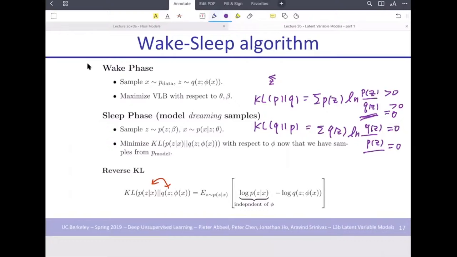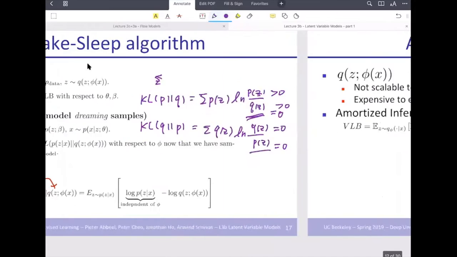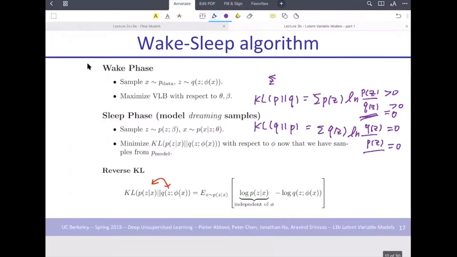Let's come back to this wake sleep algorithm. So, what's the intuition behind why we're doing this? This is the last slide of the wake sleep algorithm. The idea is that we want to have our own model to sample z from. So this is our own model distribution. Yeah, that's the motivation for coming up with this model.